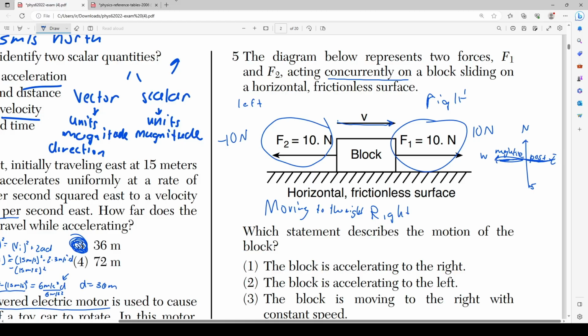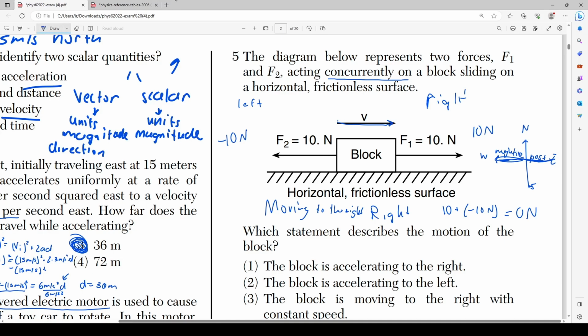When I add these two up, 10 newtons plus negative 10 newtons, these add to 0 newtons. What I'm trying to get at is that even though there are forces acting on this block, they cancel each other out. And because they cancel each other out, there's really nothing acting on this block. It's going to continue moving toward the right as if nothing is happening.